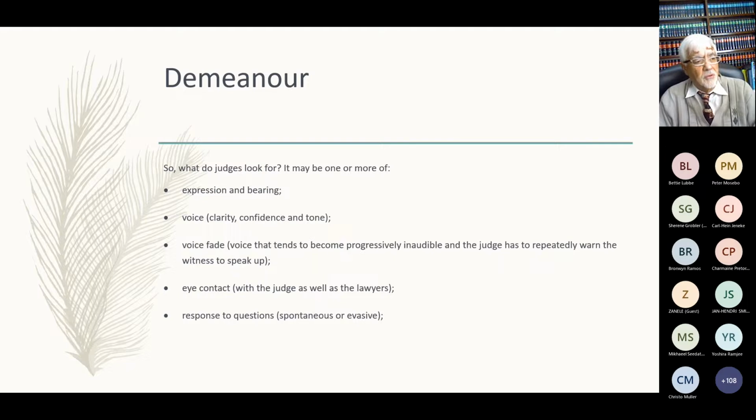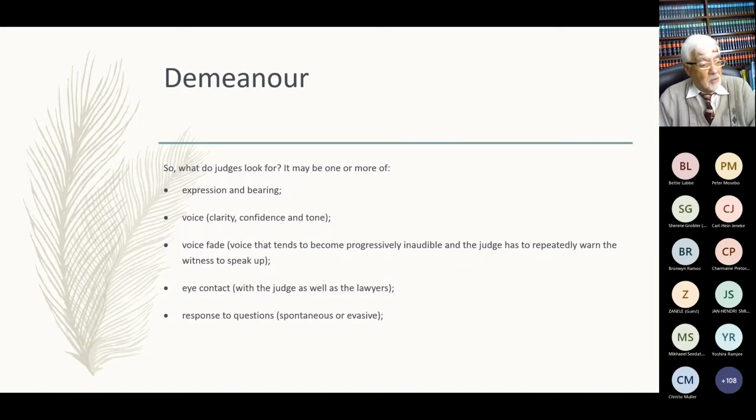And these are the things you look for. This is what judges look for. The expression and bearing. Does this person look confident? Does this person answer clearly and maintain eye contact? Voice. Is there clarity? Confidence in the tone? Then there's this thing called voice fade. Most of you are familiar with it. This is when the voice tends to become progressively inaudible, and the judge has to repeatedly tell them to speak up. So the witness starts talking, and then the voice fades, and the judge says, I can't hear you. That's an indication that the witness is being a bit evasive.